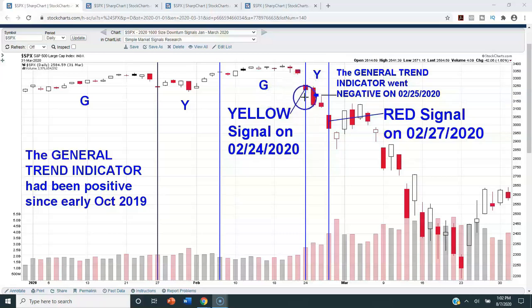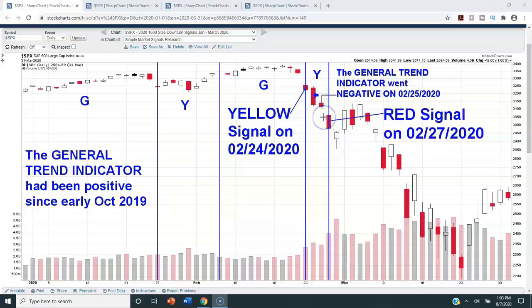On the 24th, the Simple Market Signals risk signal went yellow. Now, one of the other things I want to point out here is, in addition to the risk signal, I also have several trend direction indicators in this Simple Market Signals model. The longer term one is called the general trend indicator, and the general trend indicator went negative on the 25th. So on the 24th, the signal went yellow. The general trend indicator went negative on the 25th, and then 2 days later, the risk signal went red.